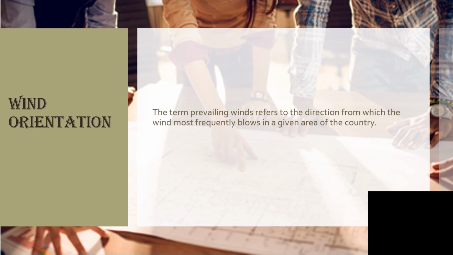Wind orientation. The term prevailing winds refers to the direction from which the wind most frequently blows in a given area of the country. For example, if the prevailing winds are said to be southwesterly, that means the winds in the area generally blow from the southwest.